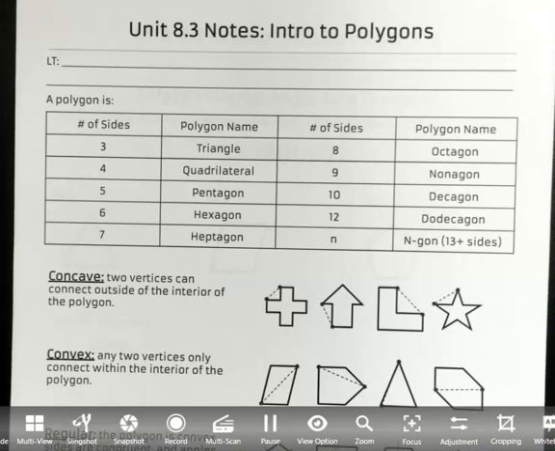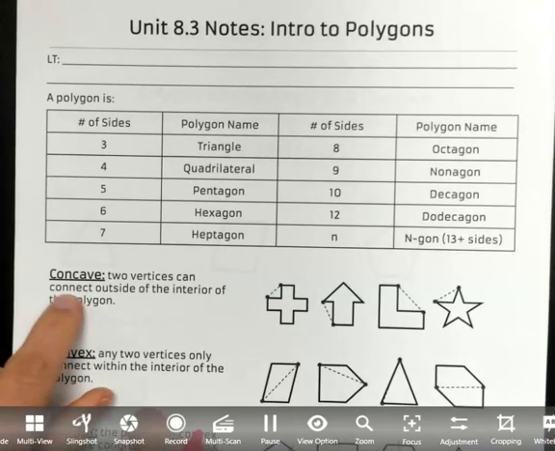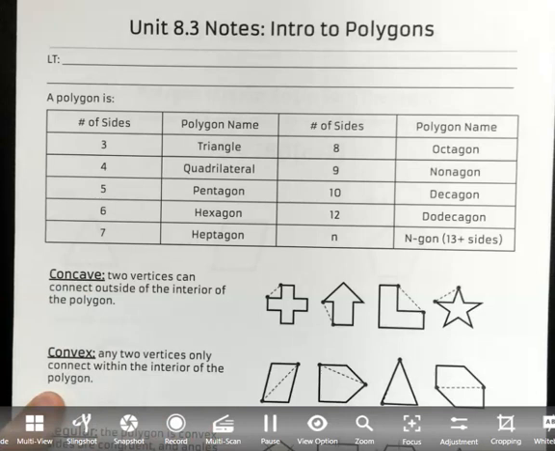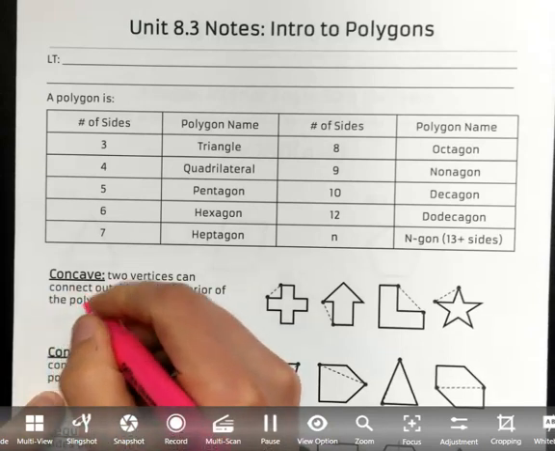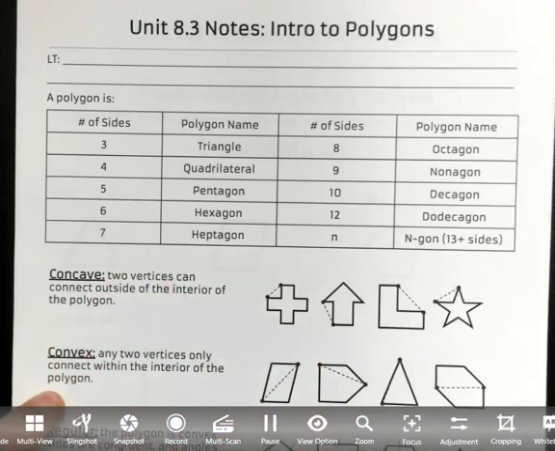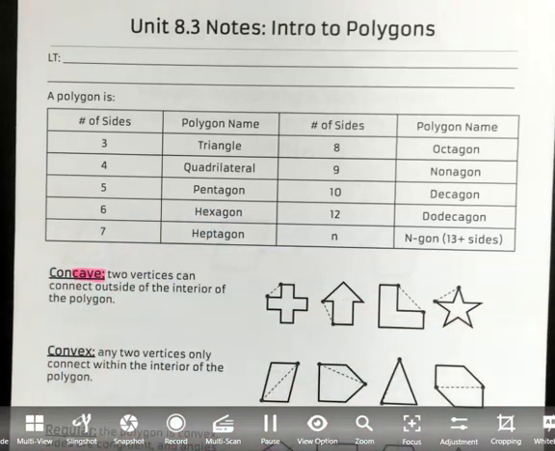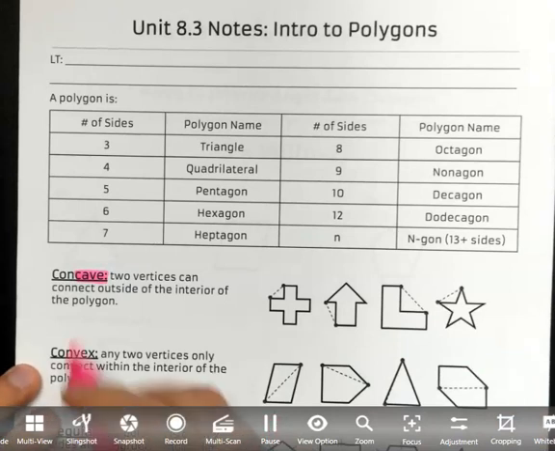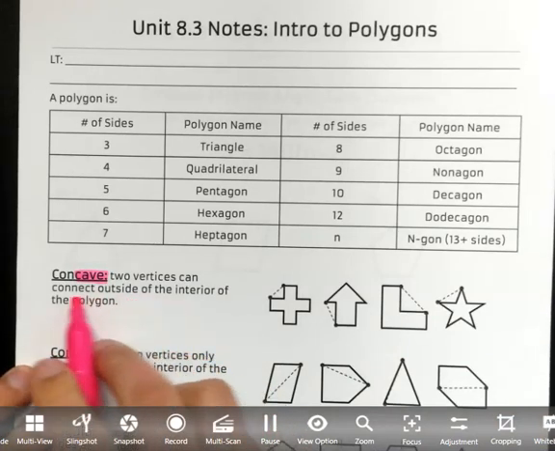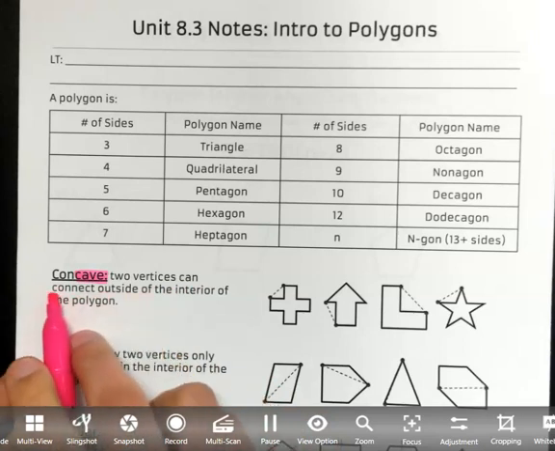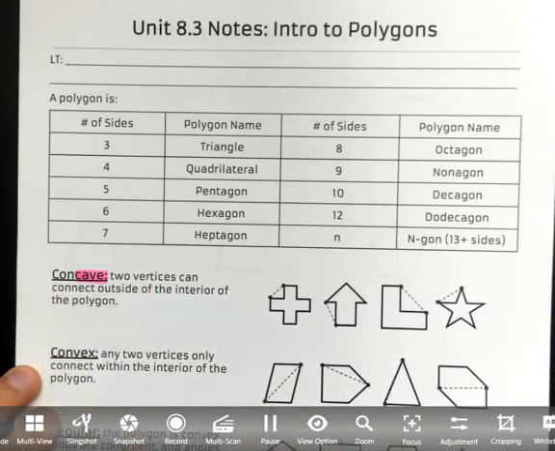All right, then as far as characteristics, the first characteristic we'll look at is concave. And the main thing to take out of concave, the definition, is that, well, one way that I like to remember it, first of all, it's got the word cave in it, which means it's caving inward in one area. Okay, so you can either remember it that way, concave means caving inward in one area, and then the other thing is that you can connect two of the vertices on the outside.